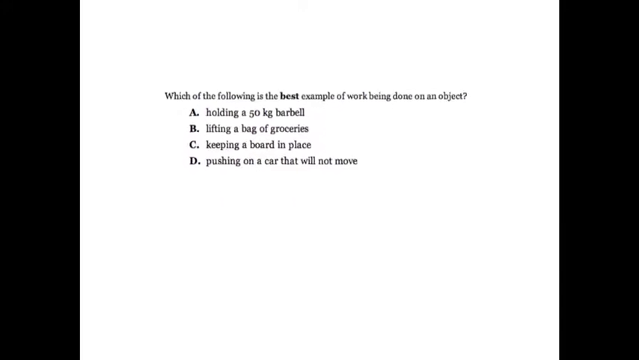All right. On to our next one. Let's just see, how many more of these do I have? I've got, oh, 2 more. That's it. All right. So, which of the following is the best example of work being done on an object?